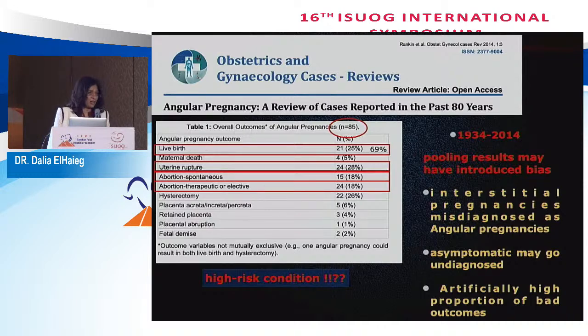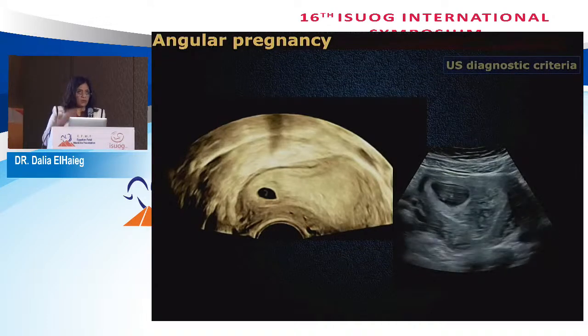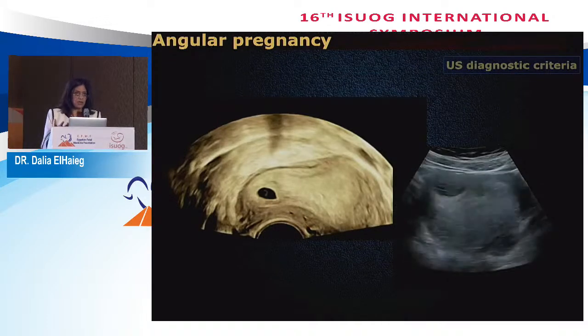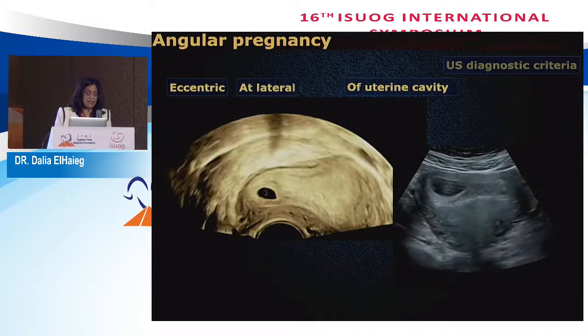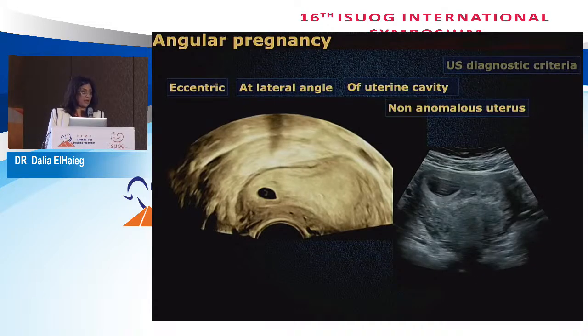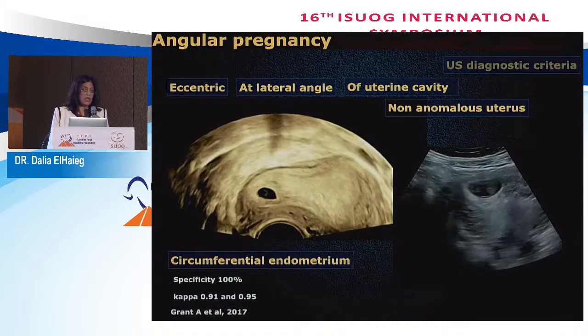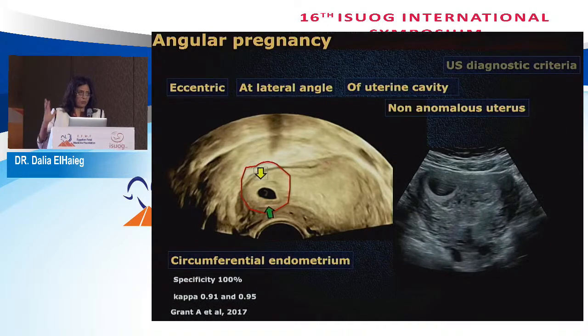So it is a highly risky condition. Nowadays, of course, with ultrasound, there has been a set of ultrasound criteria that allow for early diagnosis of angular pregnancy: that it is eccentrically located at the lateral angle of the uterine cavity of a non-anomalous uterus, and most important, it's not surrounded by myometrium.